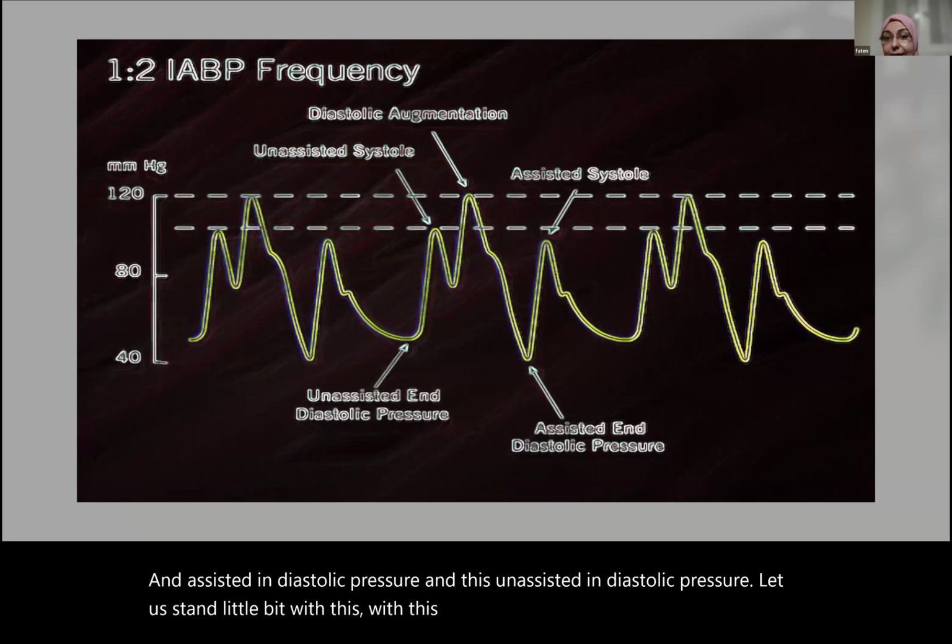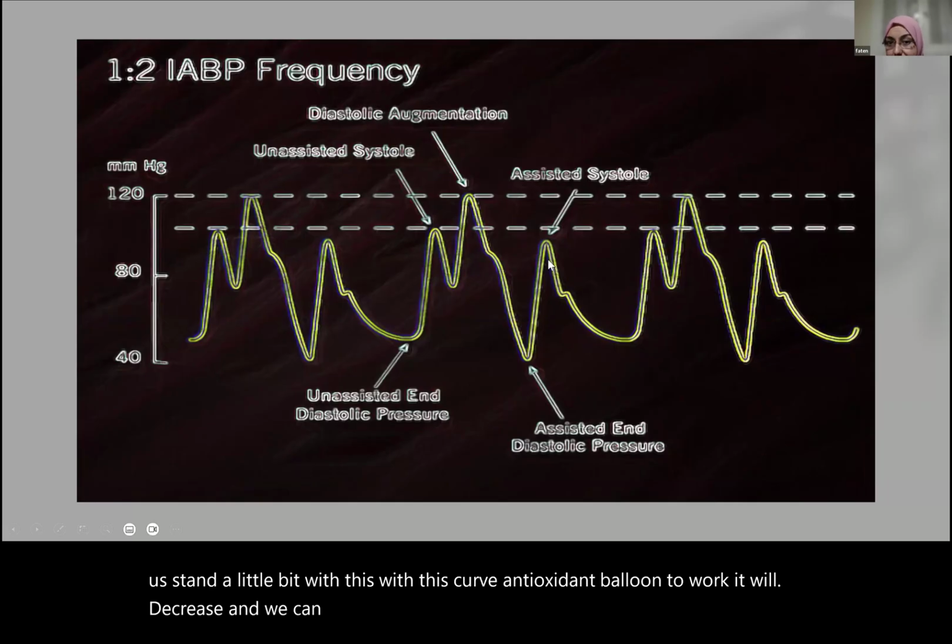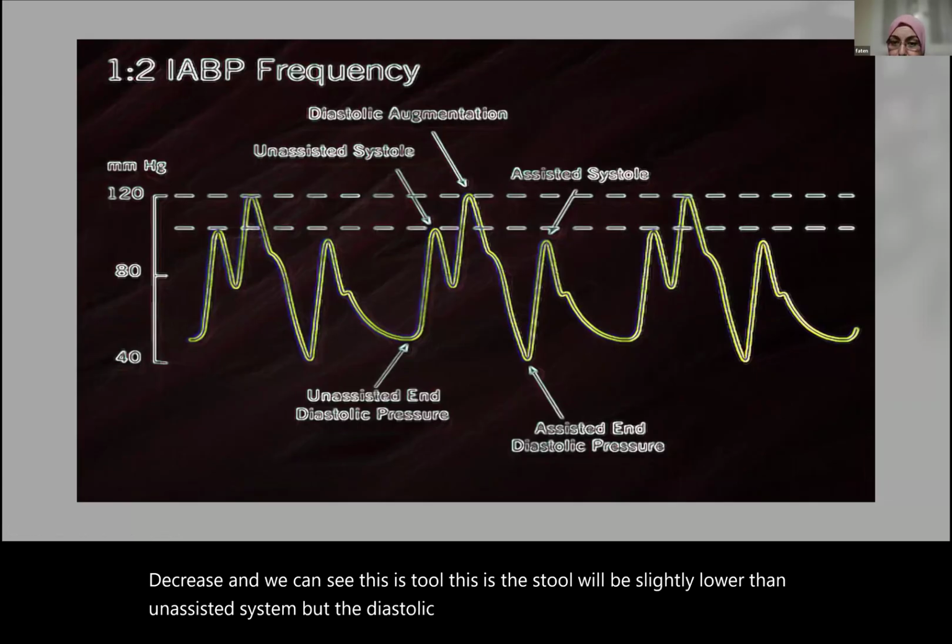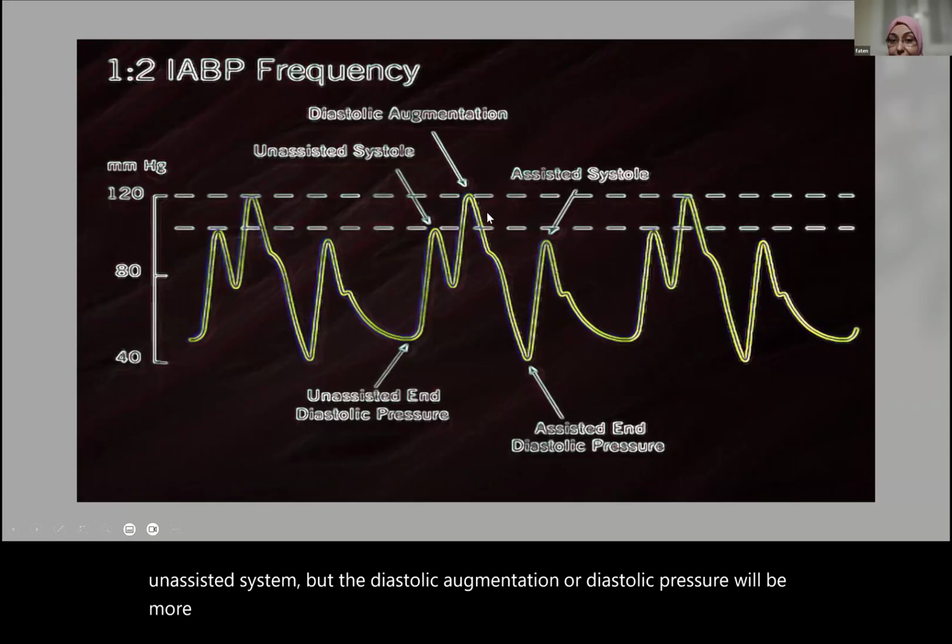When the intra-aortic balloon works, we can see the assisted systole will be slightly lower than the unassisted systole, but the diastolic augmentation or diastolic pressure will be more than the normal diastole, and the reflection will be on the MAP. The MAP will be higher than normal.